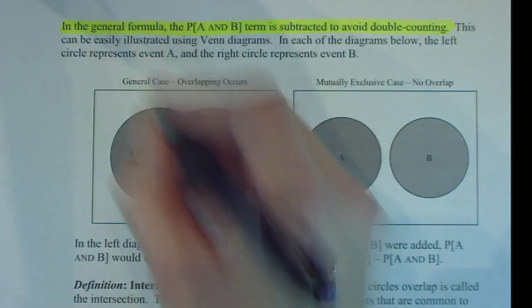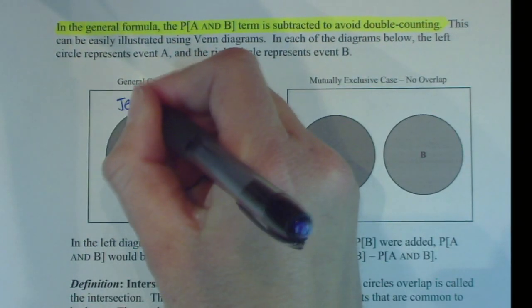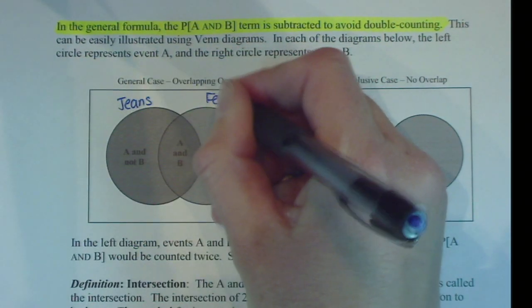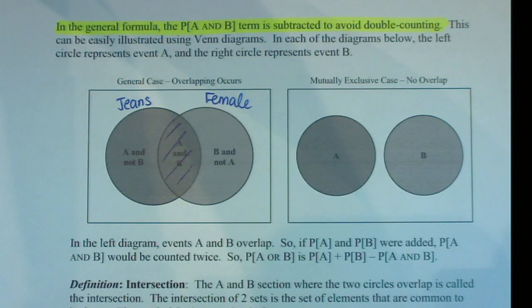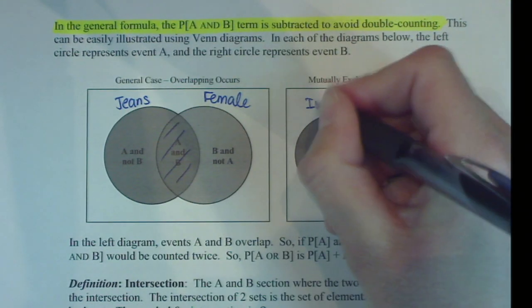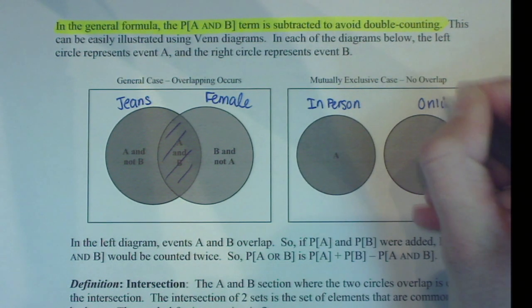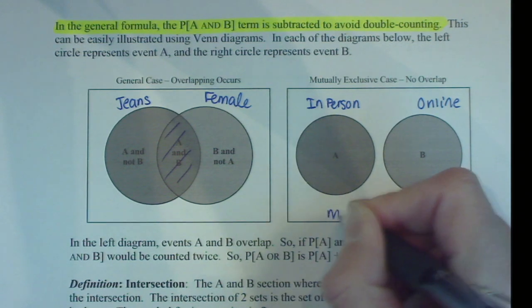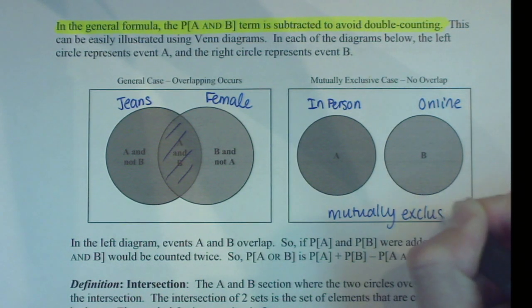So we saw in the overlapping case, the case where you could be both wearing jeans and female, there's this overlap right here. There's this overlap of people that are both. But if they're mutually exclusive, like if you're in person or online, you can't be in both, right? I think that's actually impossible. These would be mutually exclusive events because there's no overlap.